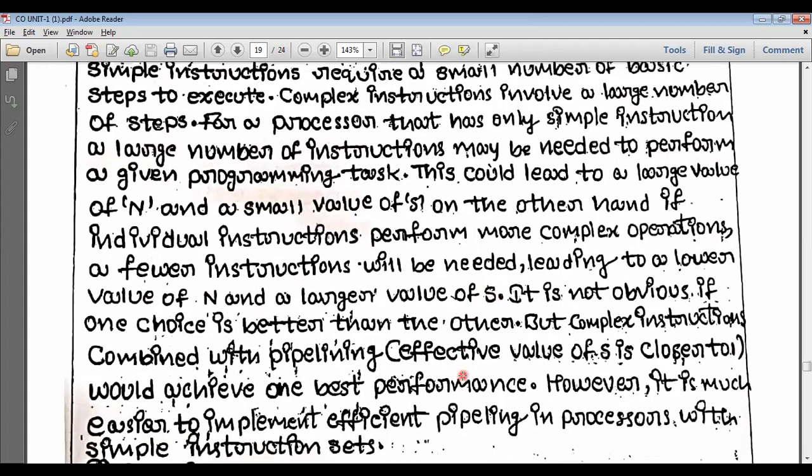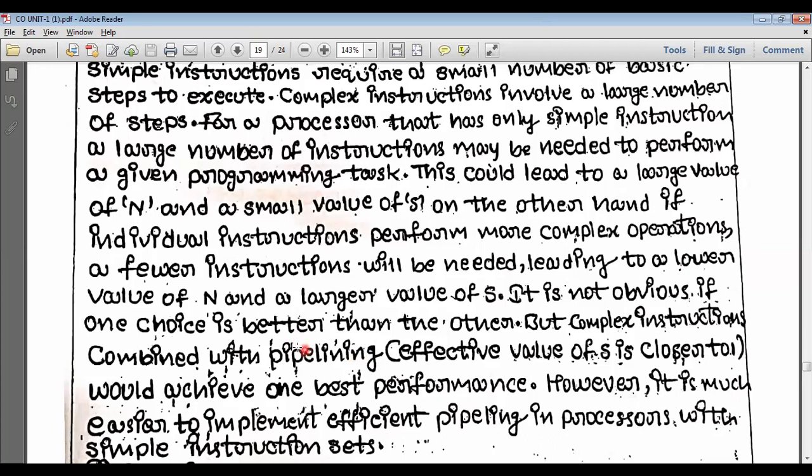It is not obvious if one choice is better than the other, but complex instructions combined with pipelining would achieve the best performance. Complex instructions with pipelining. That means here complex instructions will be taken, so the number of steps will be more. Whenever we are using pipelining, what happens here? Within fewer clock cycles only, we are getting the result.